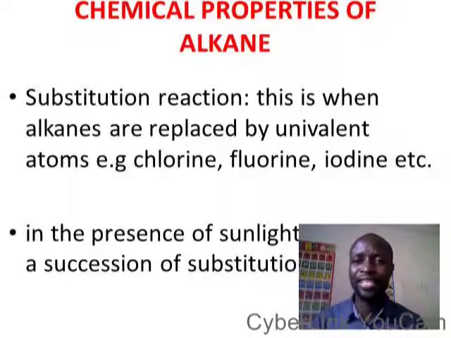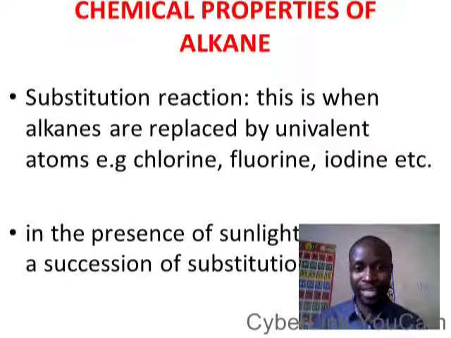Chemical properties of alkane. Number 1, because I have like 4, 5 of them that will be taught. So let us see. Number 1 is substitution reaction. And what is substitution? This is when the hydrogen in alkane is replaced by a univalent atom. That is, the hydrogens in alkane are being replaced by univalent atoms like chlorine, fluorine, bromine, iodine. Most especially the halogens. The halogens, I think you know, are the group 7 elements.